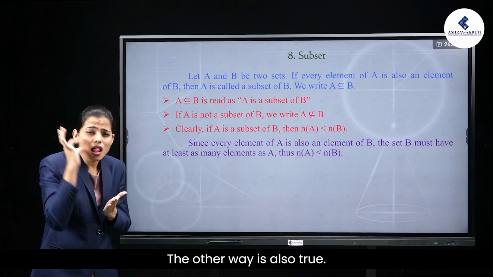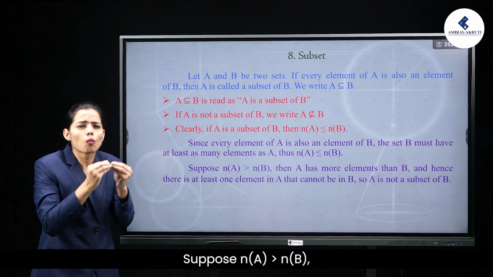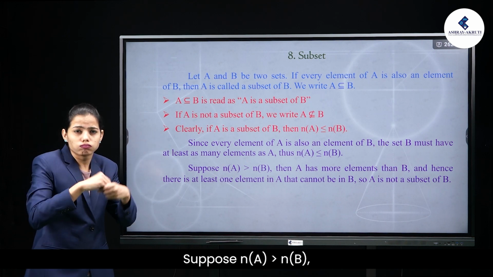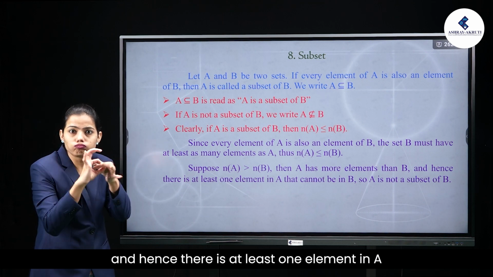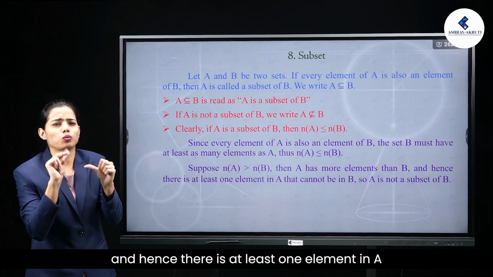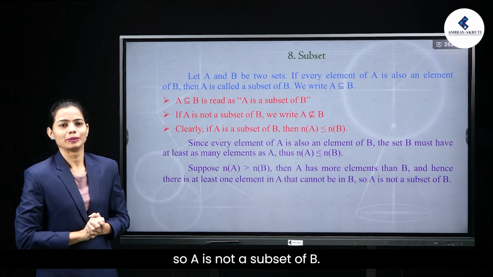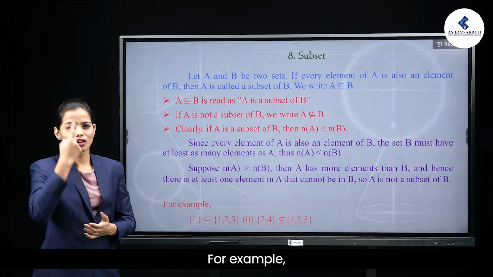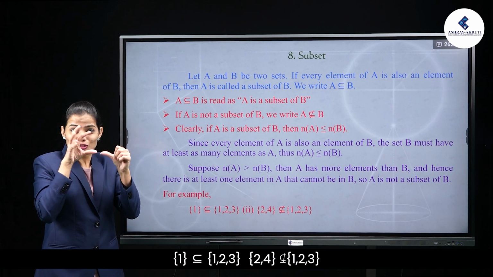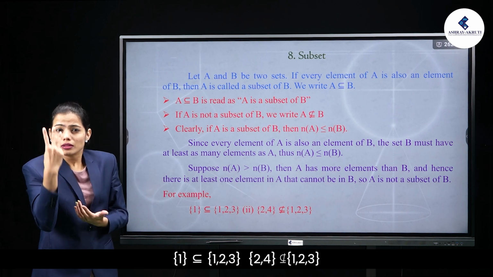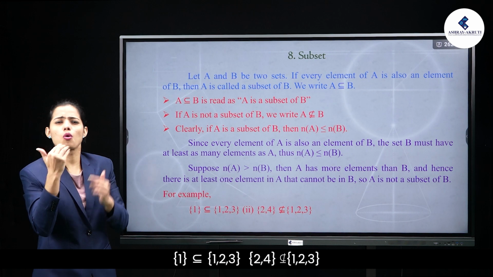The other way is also true. Suppose n(A) > n(B). Then A has more elements than B and hence there is at least one element in A that cannot be in B. So, A is not a subset of B. For example, {1} is a subset of {1, 2, 3}. {2, 4} is not a subset of {1, 2, 3}.